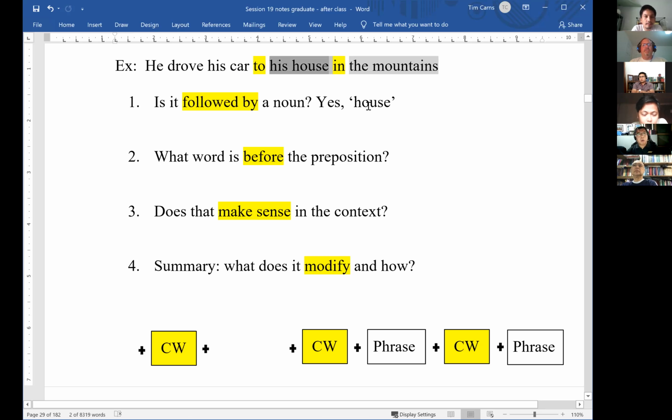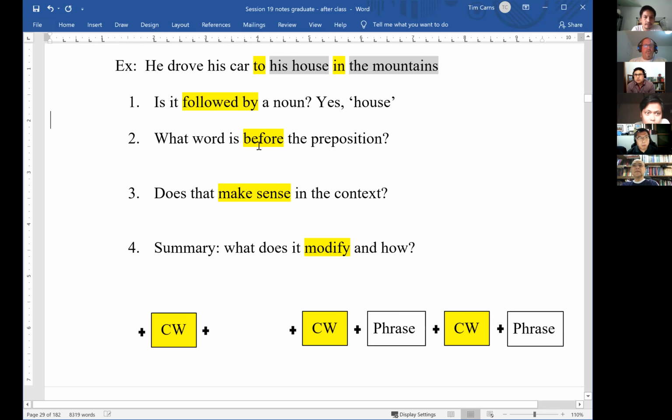And yes, house is a noun. His is a pronoun modifying house. That's because we're going to find later some more complicated sentences, and we're going to need to remind ourselves the connector words are what separates each phrase and clause. Okay. All right. Sorry, Jason. So what word is before the preposition to? Car, or his car. Okay, so car, his car.